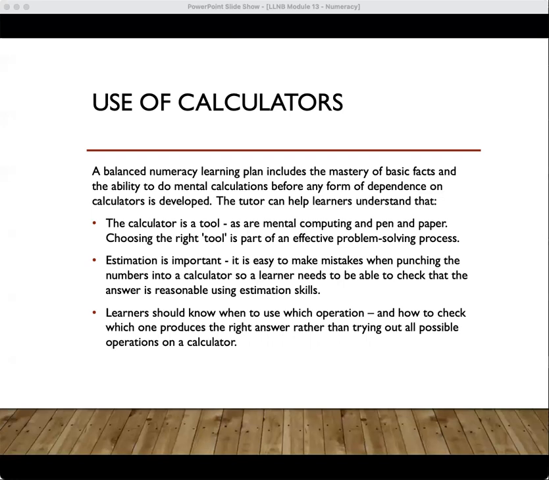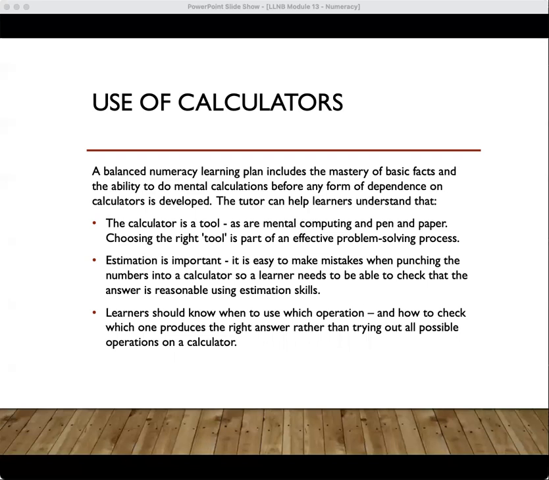So it's commonly accepted within the adult literacy and numeracy field that a balanced approach to the use of calculators should feature in the learner's numeracy development. That means, yes, you can use them. There is definitely a time and a place for calculators in your tutoring sessions.